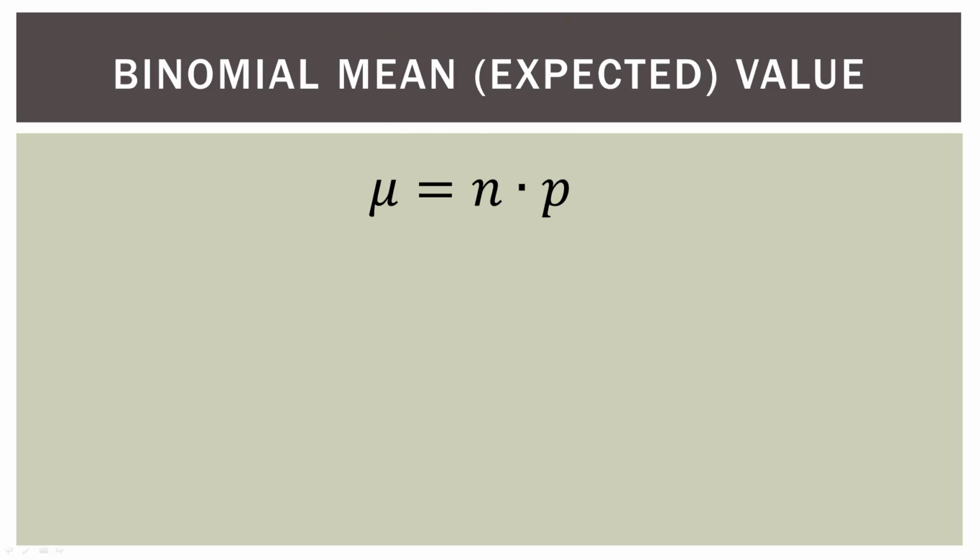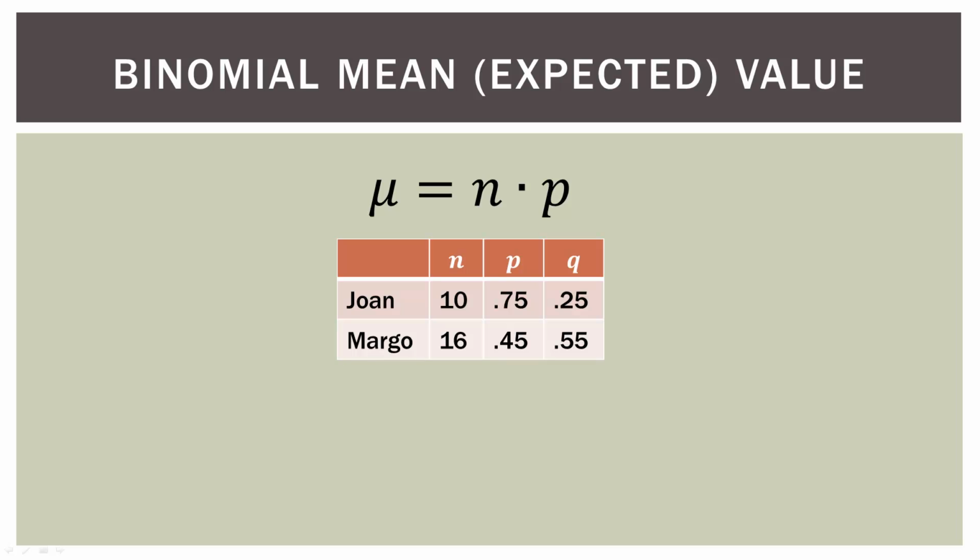So here is the formula for finding the mean or expected value of the binomial distribution. Remember, we have mu, which is the U-looking character. Again, don't go into stats class and say moo like a cow. So mu equals N times P. And remember that N is our number of trials and P is our probability of success. So we'll put our chart back up. You can see that for Joan, N was 10, P was 0.75, and for Margot, N was 16 and P was 0.45.